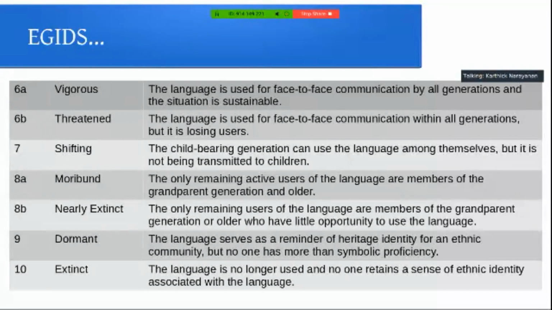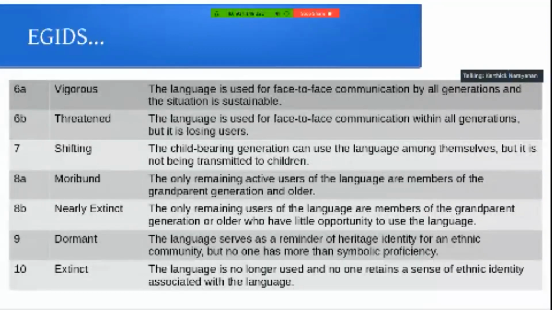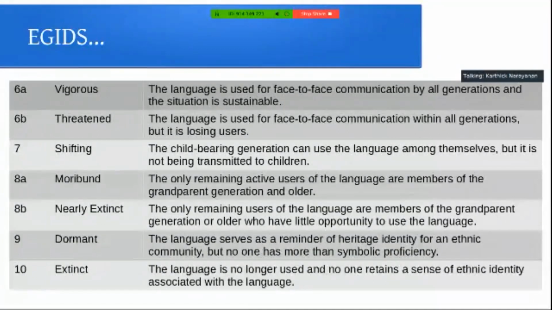And then you go down, and you see that there are threatened languages, used in face-to-face communication by all generations, but starting to lose uses. So intergenerational transmission is being questioned here. Then shifting, when it is not being transmitted to children. Moribund, only the great-grandparent generation uses the language. Nearly extinct, only a few remaining speakers can use the language.